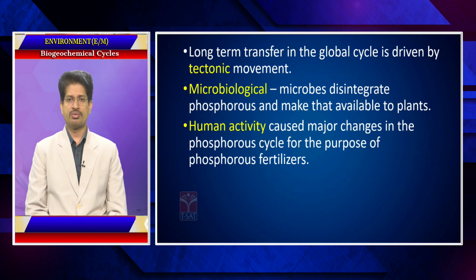Microbes disintegrate phosphorus and make it available to the plants. They break the molecules, as given in the examples, and make this phosphorus available to the plants. We have phosphorus, animals and plants. Animals and plants decay, disintegrate, mineralize and mix the phosphorus into the soil, which can be reabsorbed by the plants. Human activity causes major change in the phosphorus cycle. For phosphorus fertilizers, we exploit phosphorus rock, and we use these rocks in manufacturing phosphorus fertilizers for industrial purposes.